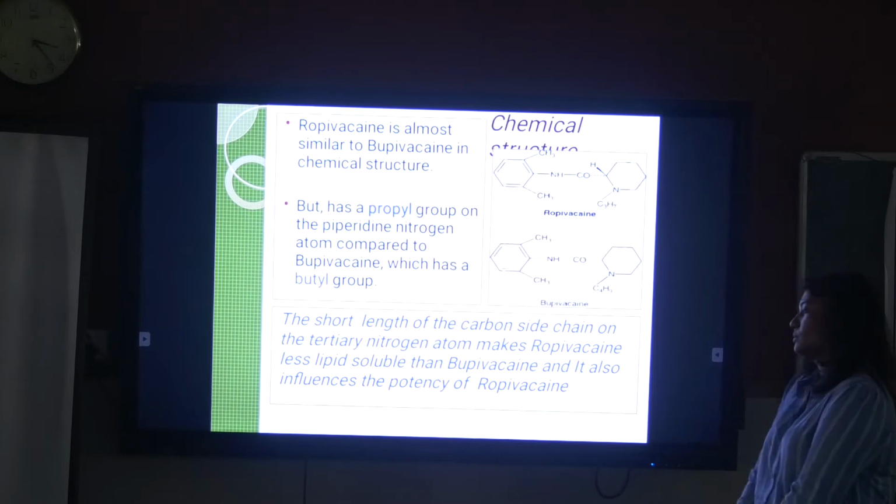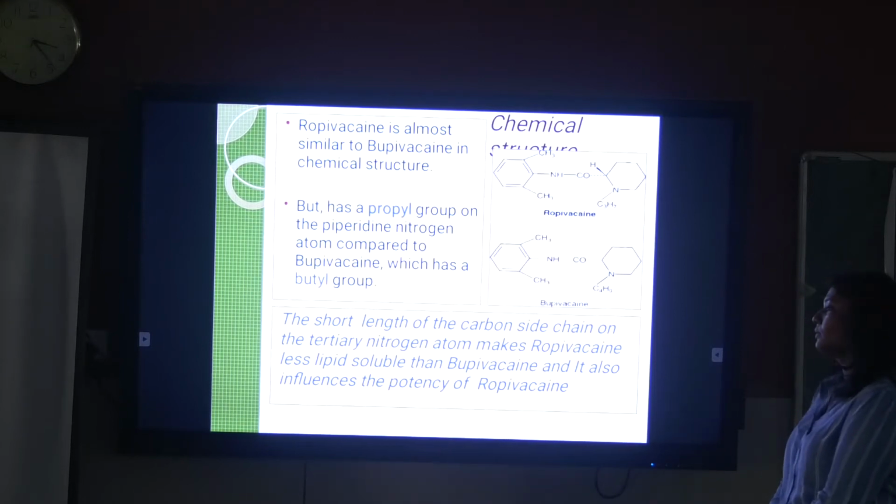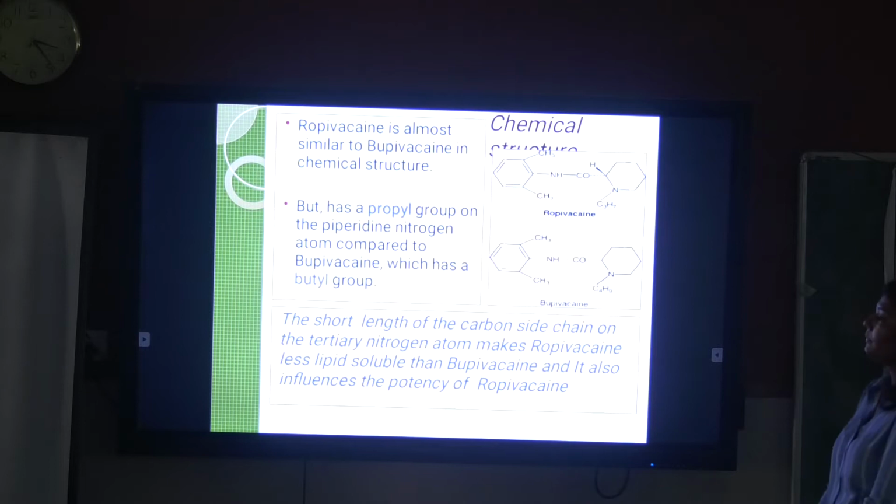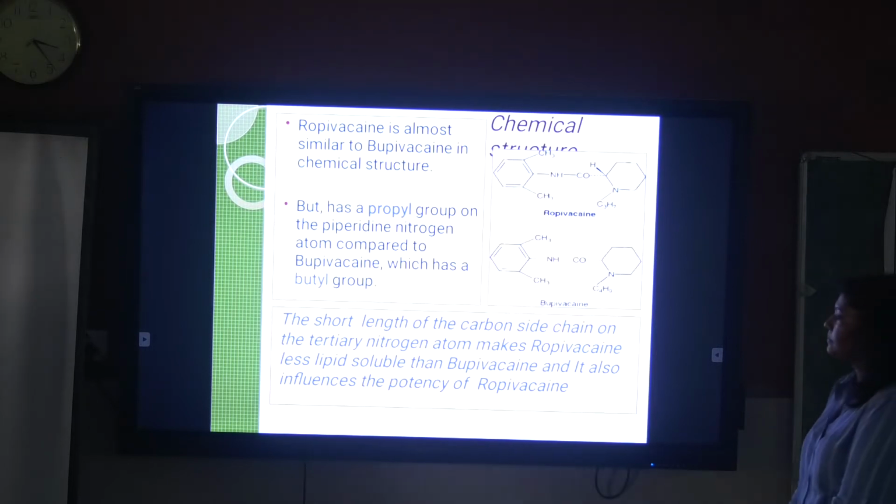Because ropivacaine is less lipid soluble, there are very few chances of CNS and CVS toxicity with this drug.